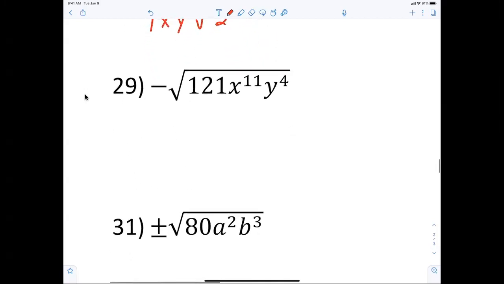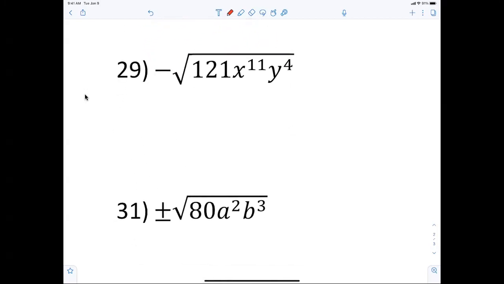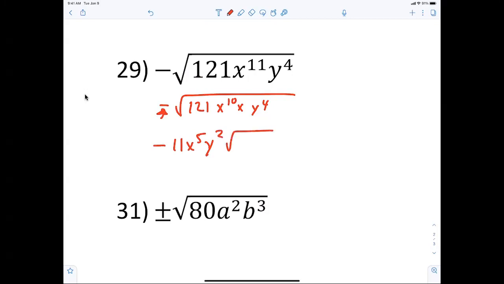All right, Tucker, go, 29. So for 29, it's 11x to the 10th times x and then y squared. Good job. 121, x to the 10th, x, y to the 4th. And then it's 11x to the 5th. Don't forget the negative. Negative 11x to the 5th, y, and then y to the what? Y to the second. You're going too fast. And then what's left behind? Good. All right, I'm happy with that.